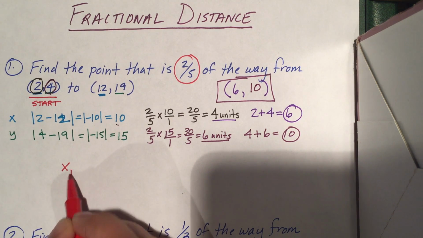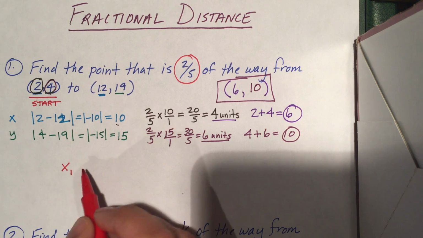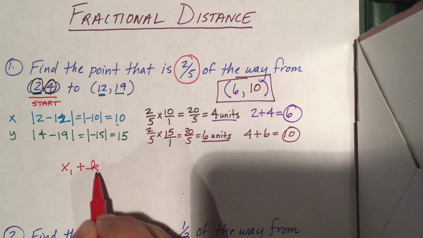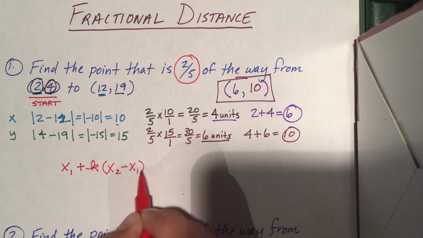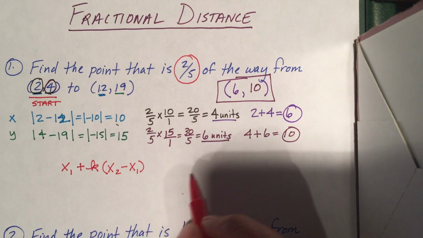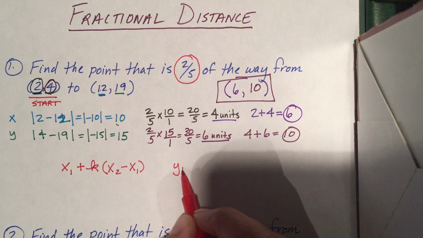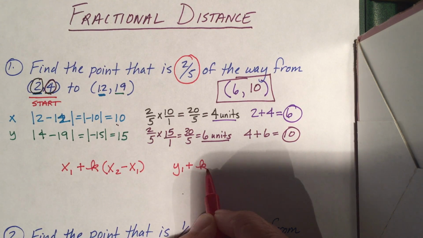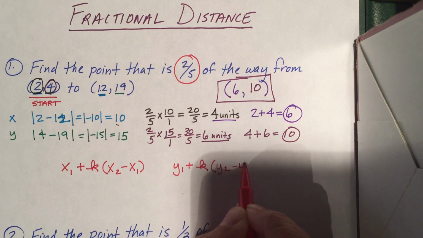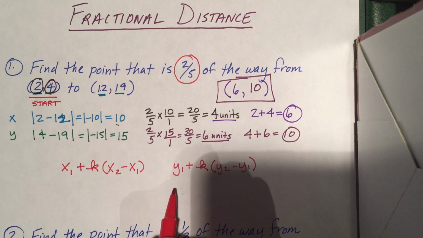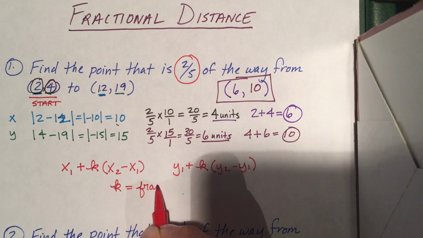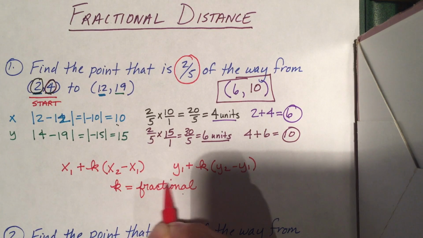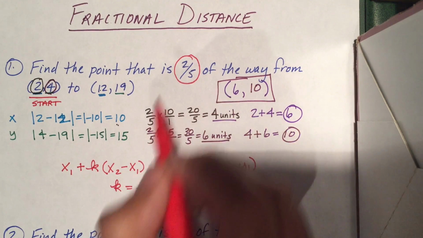The fractional distance formula says that your starting x-coordinate plus k times the distance between your two x's is your first coordinate, and your other coordinate is going to be your starting y value plus k times the difference in your y's. Now this looks confusing. K is your fractional distance factor. K is the fractional distance, so the k is the 2/5.